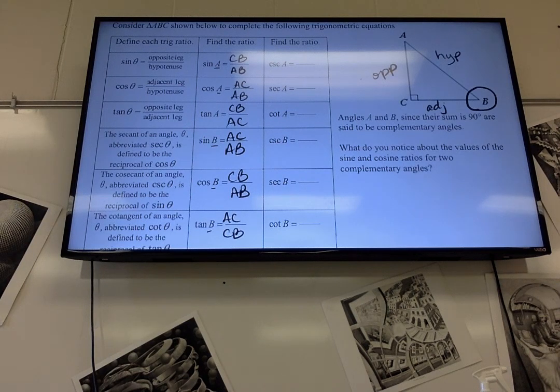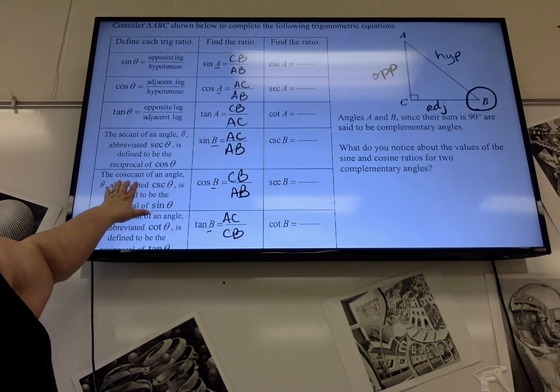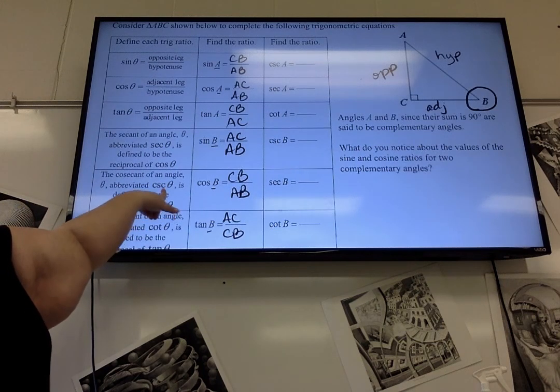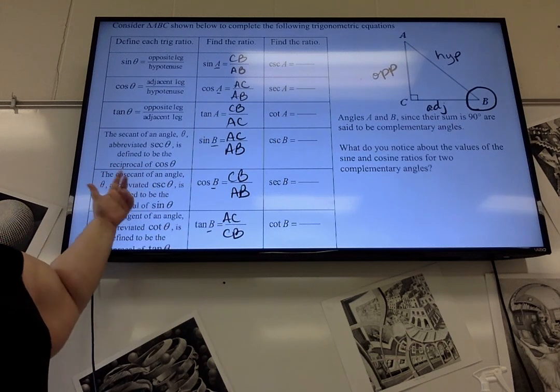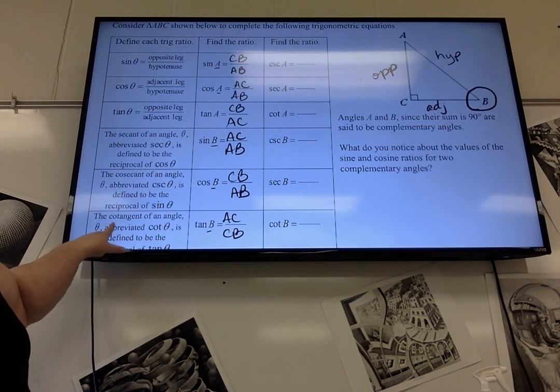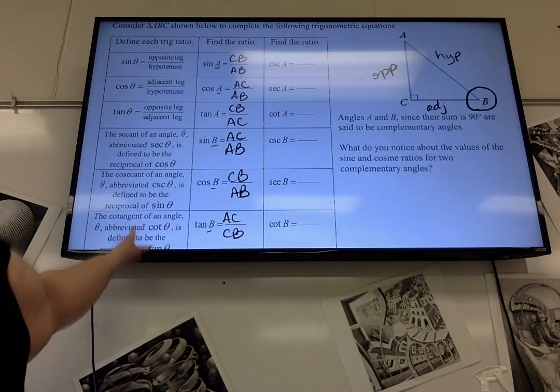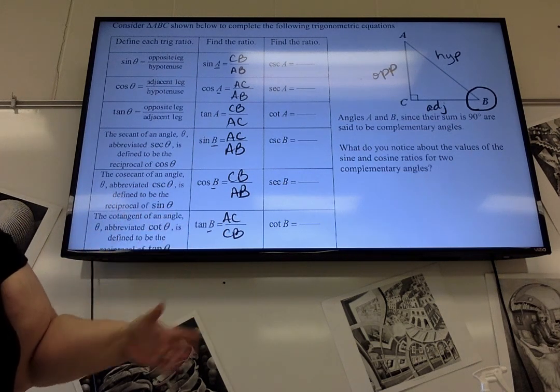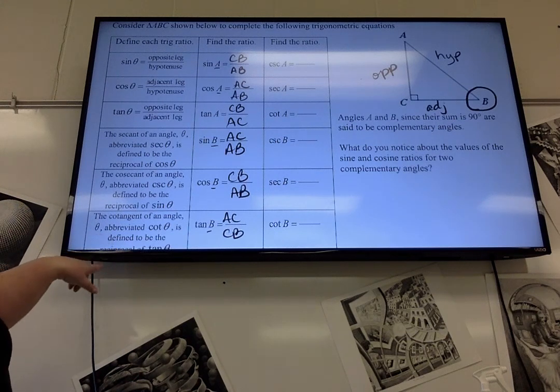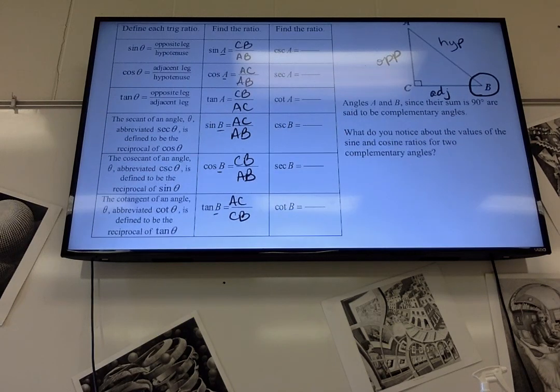So, let me go ahead and do the rest of them too. Cosecant, which you would abbreviate CSC. Cosecant of theta is the reciprocal of sine, so I flip-flop sine. And then, makes sense, cotangent is COT, not to be pronounced cot, it's cotangent. Of theta is the reciprocal of tangent. So tangent flip-flopped.